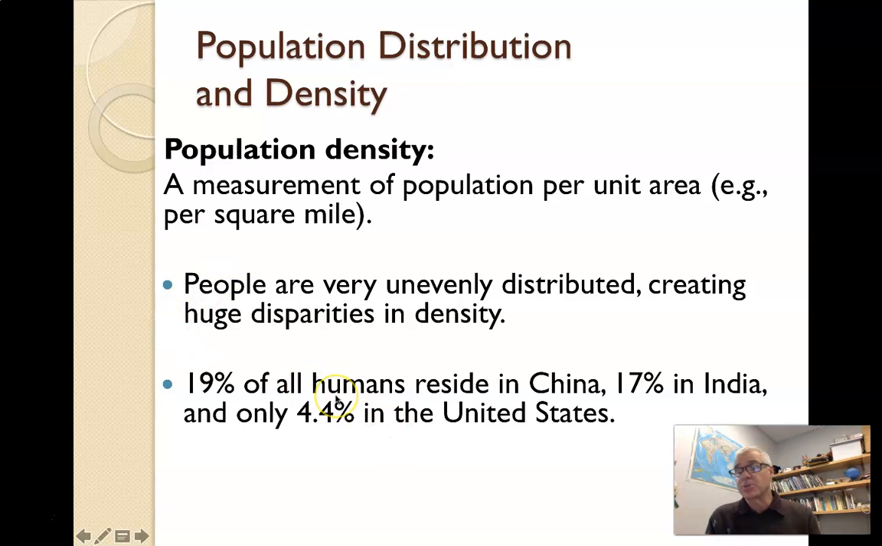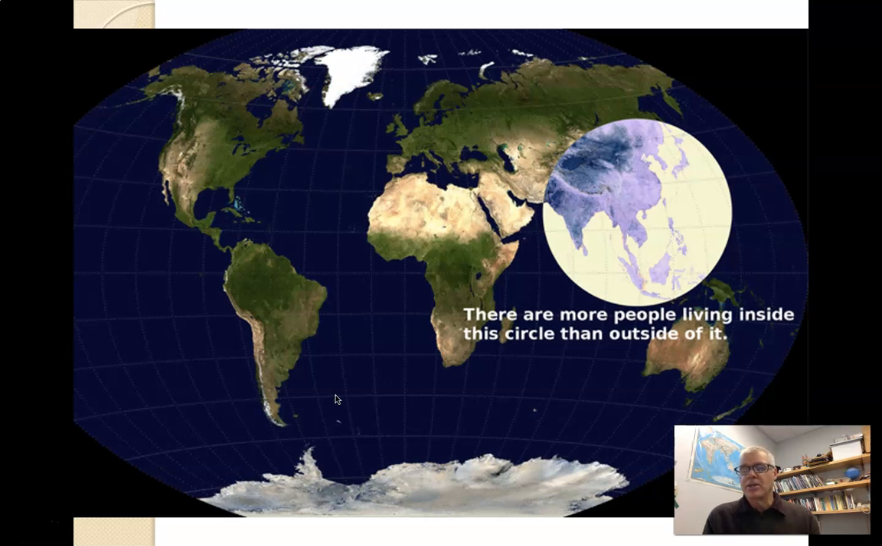So for instance, 19% of all humans reside in China, 17% of all humans reside in India. And when you think about things that are going on here in the United States, we actually represent only 4.4% of the world's population. As a matter of fact, if you take the entire world and try to figure out where the people are, there are more people that live inside this circle, this area, than live everywhere else in the whole world. And this has China, India, Southeast Asia, Japan, right? These sort of areas. So more than half of the world's population lives in this area. It shows you just how uneven it really is around the whole world.